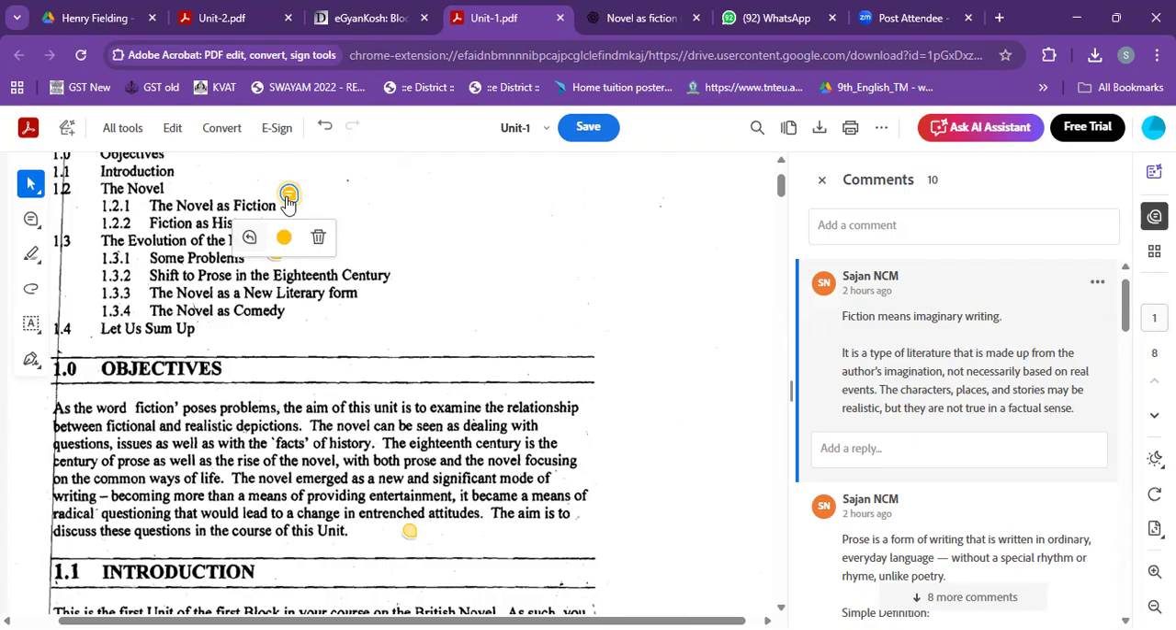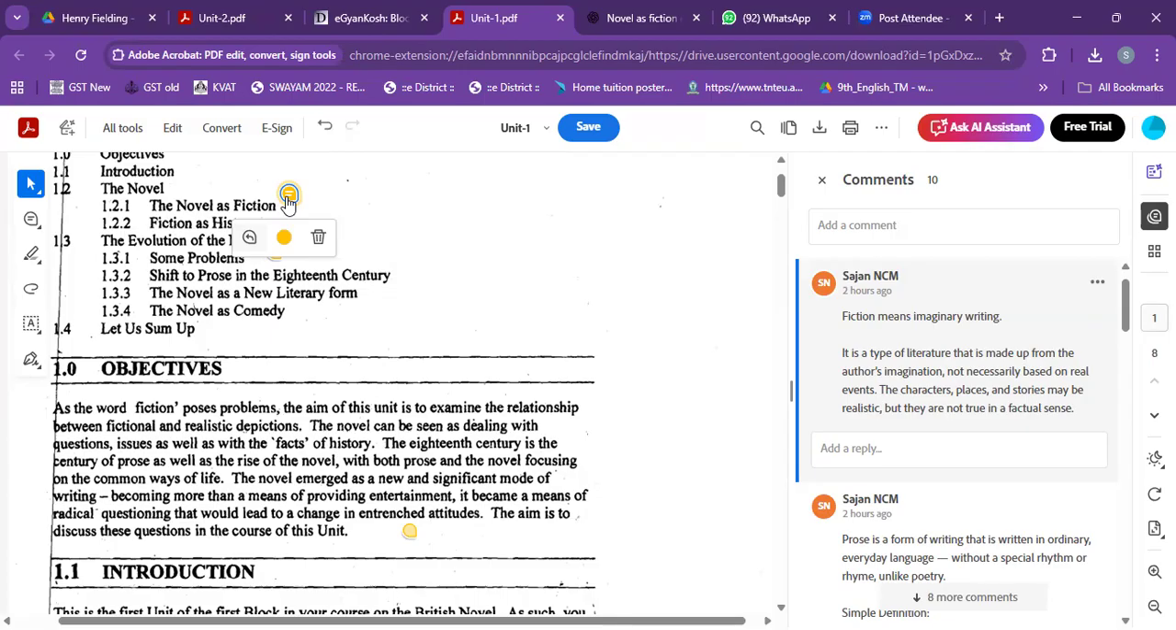So Subhojit, your bachelor's was not in literature, so I'm going to give you some in-depth understanding of even some of the words. So we're talking about fiction. Fiction means imaginary writing.